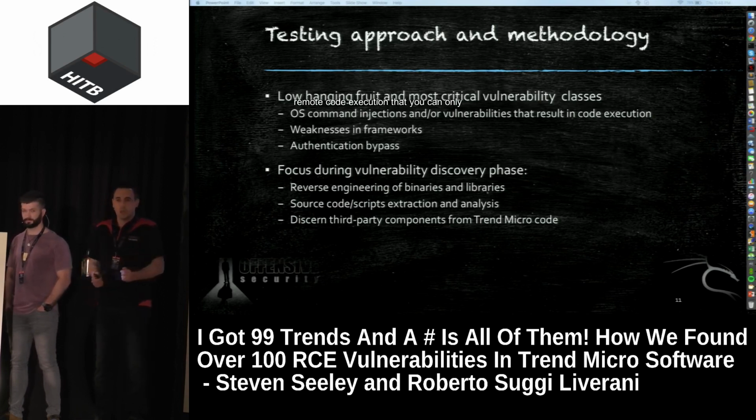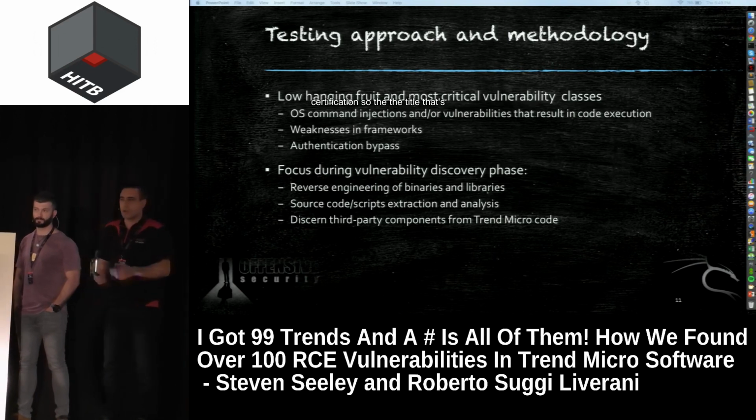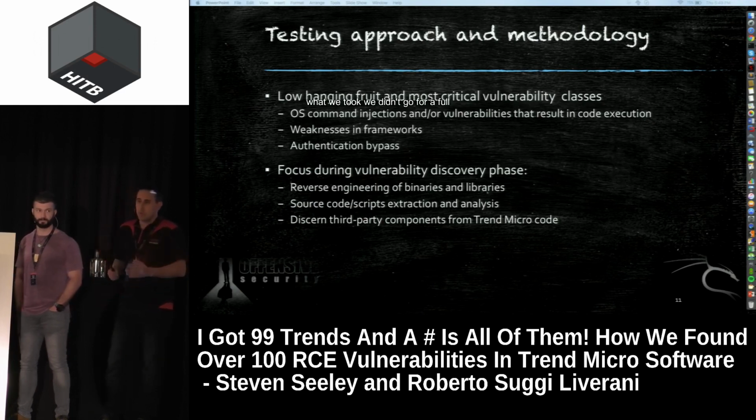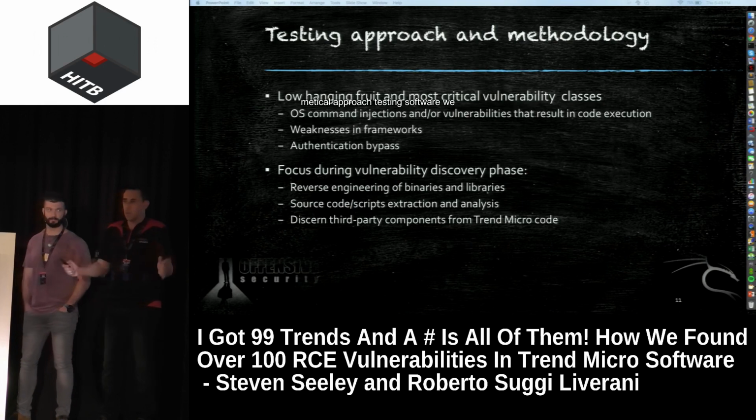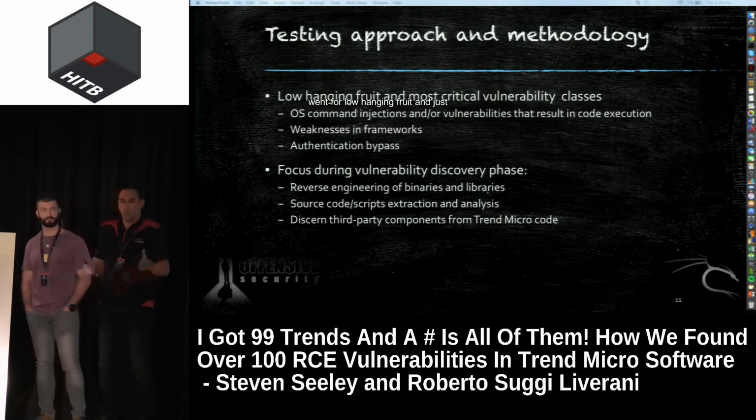Having a remote code execution that you can only trigger after authentication is not as critical as having it with an authentication bypass. So the vulnerability classes that you're going to see during the rest of the presentation are mostly command injection or vulnerabilities that result in code execution, and authentication bypasses. This is what we took. We didn't go for a full methodical approach testing the software. We went for low-hanging fruit, concentrating our effort on these vulnerability classes.